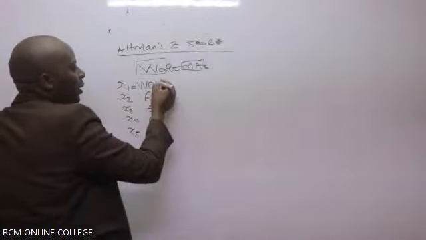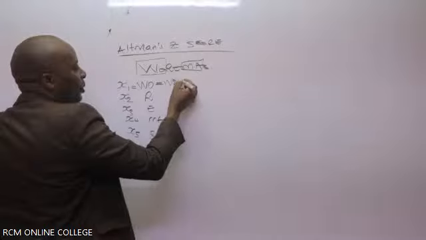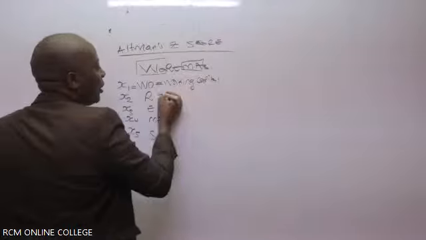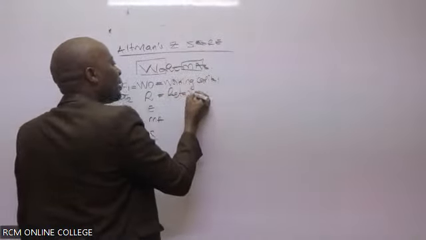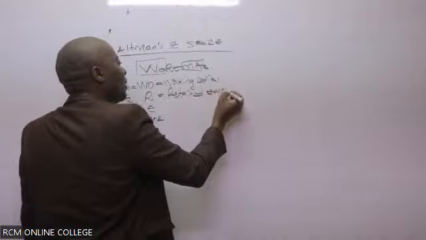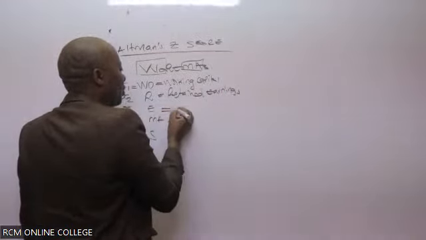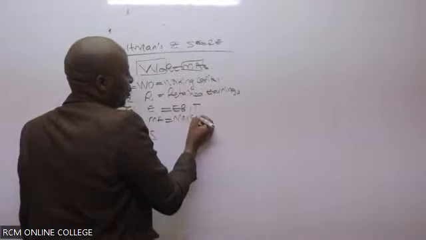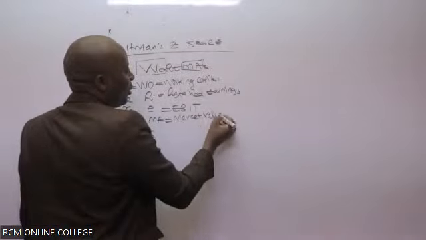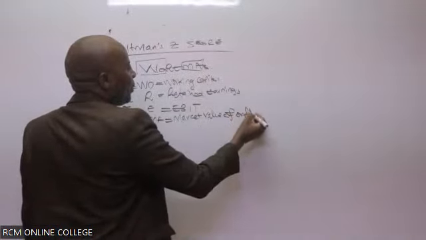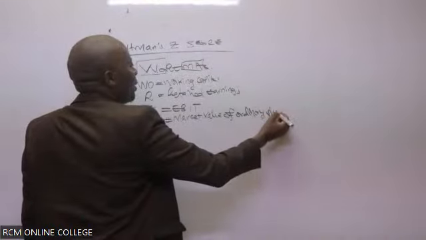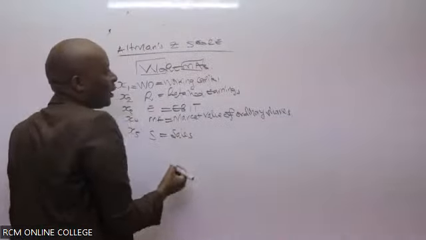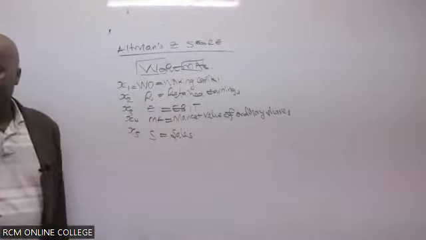If you remember very well, this WA becomes what we call the working capital. This becomes what we call the retained earnings. This one here becomes what we call the famous EBIT. This one here becomes what we call the market value of ordinary shares, and this becomes what we call the sales.